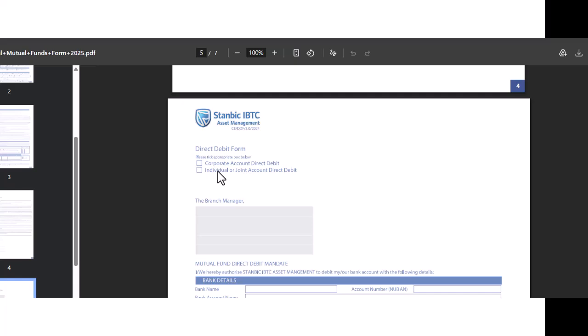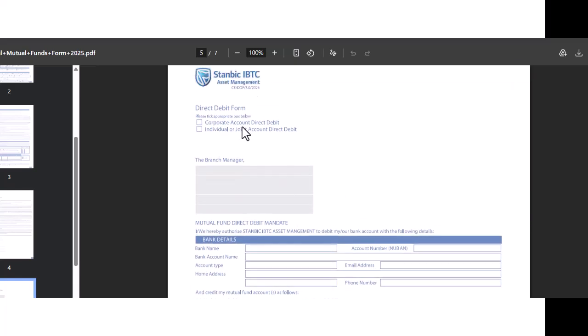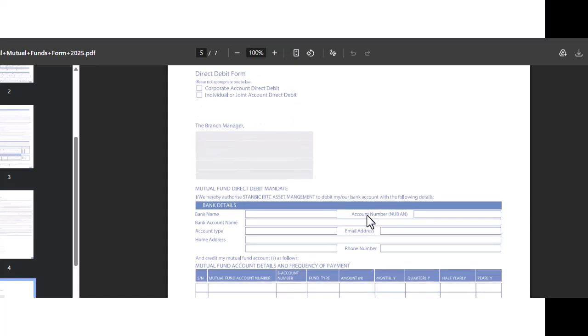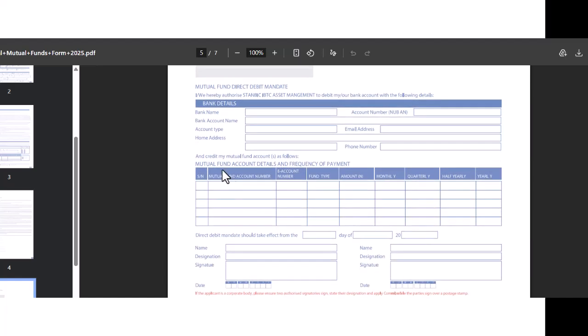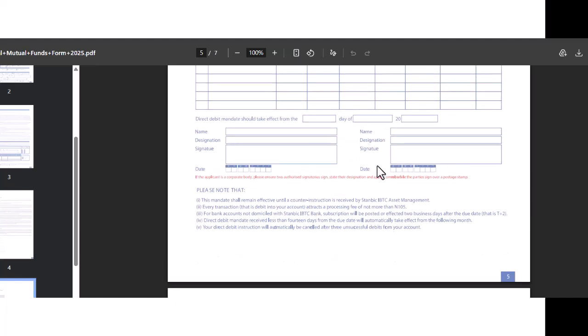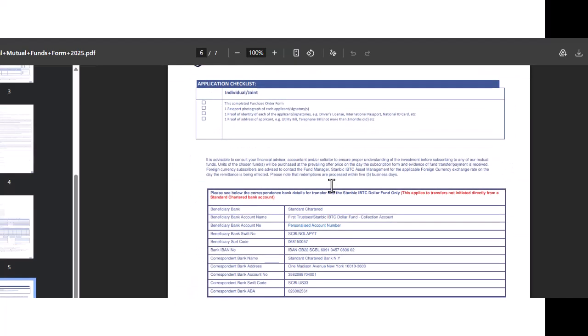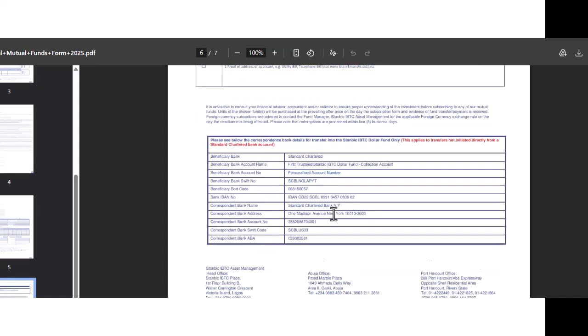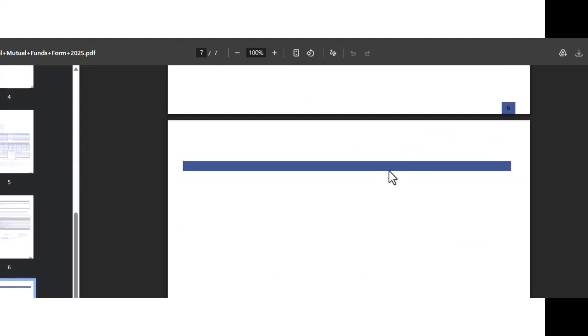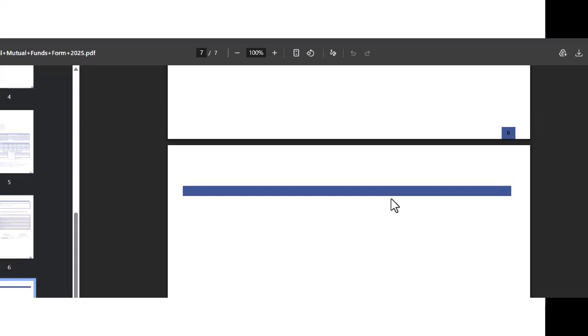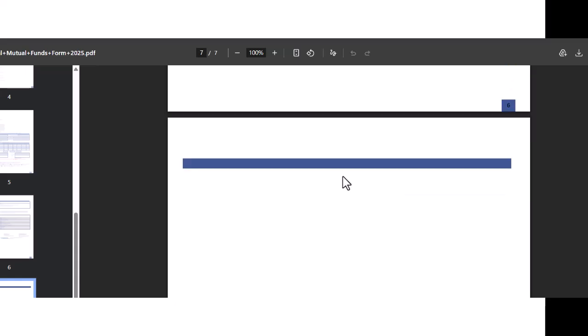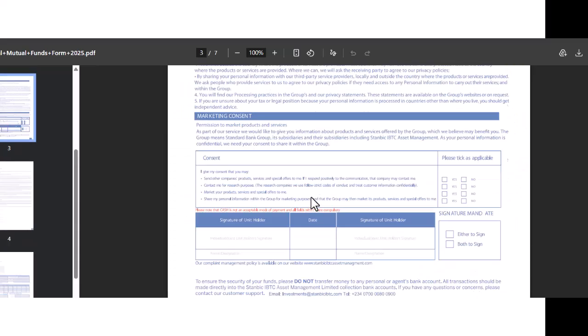So the individual or joint account direct deposit. Since they are not accepting corporate account direct deposit. So then I think there's a lot you actually need on this page. There's a lot to fill in. All right, there's nothing on this one, this is the last one. So that is how you can actually go about it.